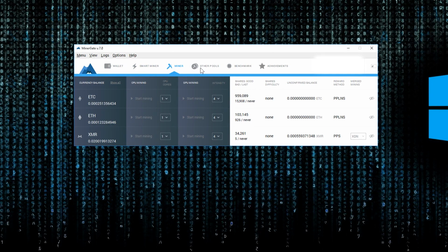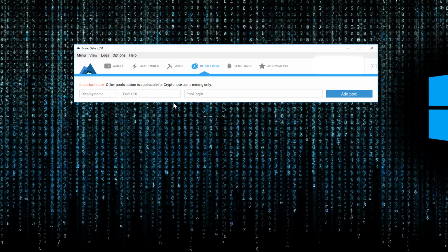Alright, what else? Other pools. I think here you can add other pools and use this client to mine. Haven't really figured this out, but it's possible if you want to do this, and if you know how to set it up.